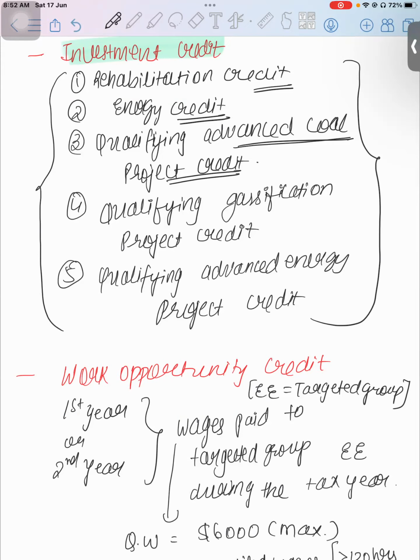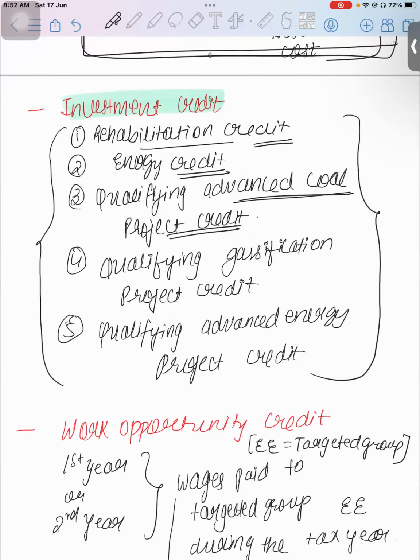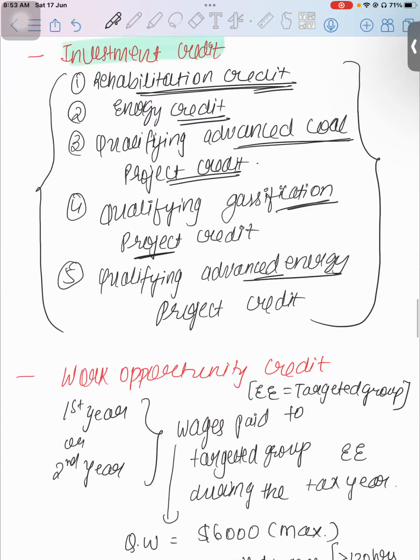It's just like in India we have some government bonds, government saving certificates. This type of projects are established over there. Rehabilitation credit, a project established for rehabilitation, an energy related project, qualifying advanced coal project. Then there's a gasification project, and a qualified advanced energy project.